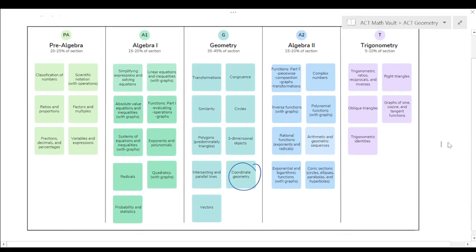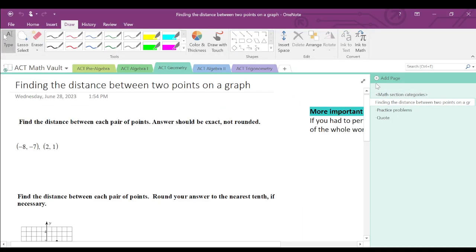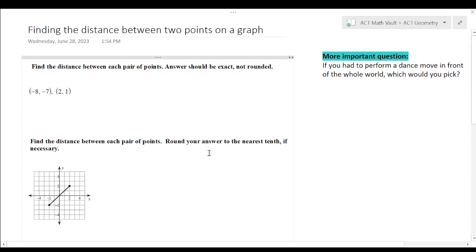Alright, so distance. This would fall under coordinate geometry. Coordinate geometry is a big umbrella that basically is just anything related to shapes, or in this case lines, on an actual coordinate graph. We'll just call that coordinate geometry. Sometimes students will learn this concept in algebra, but it is on the ACT.